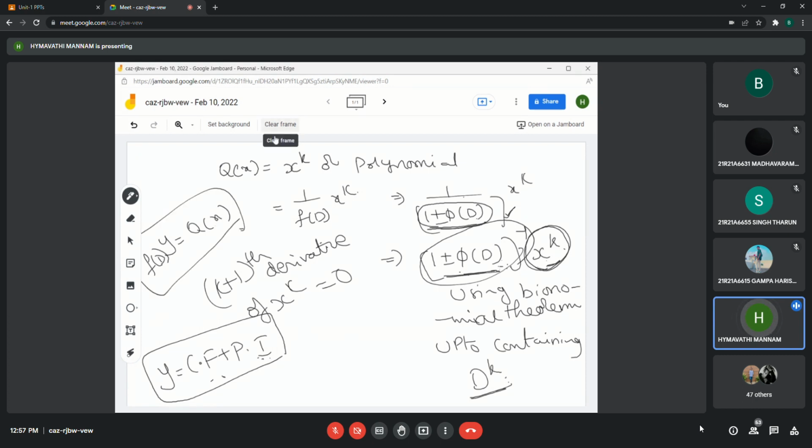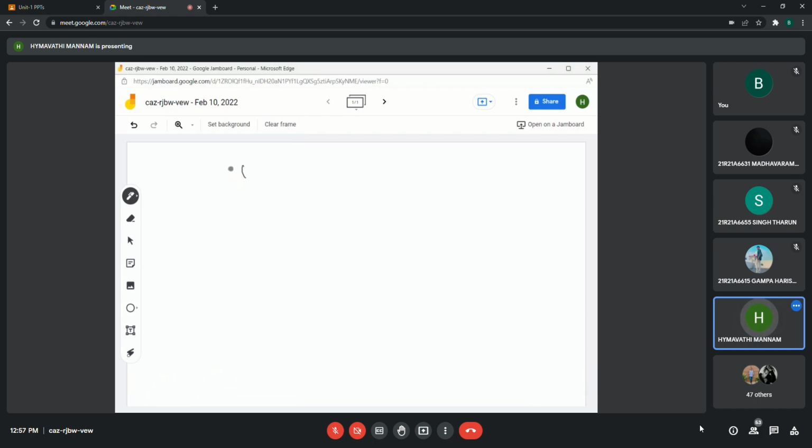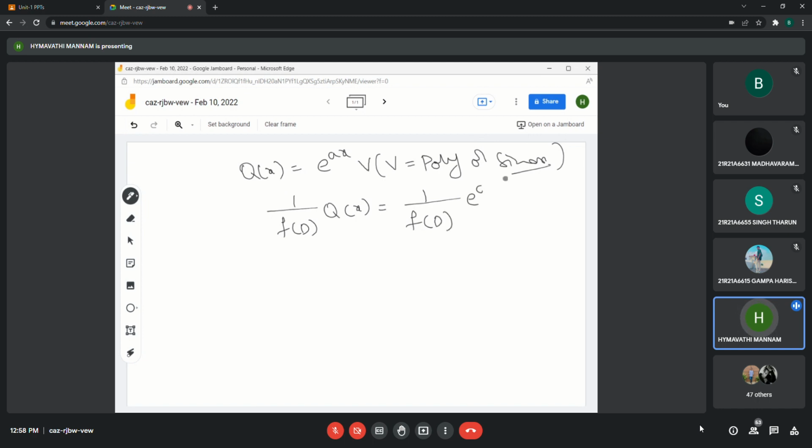And the next method, rule 4, is Q of x equal to e power ax into V. Here V is a polynomial or a trigonometric function. Only here the trigonometric functions are sin ax or cos ax, or sin of ax plus b or cos of ax plus b. Then how can we find the yp? So 1 by f of D into Q of x, where Q of x is e power ax into V.